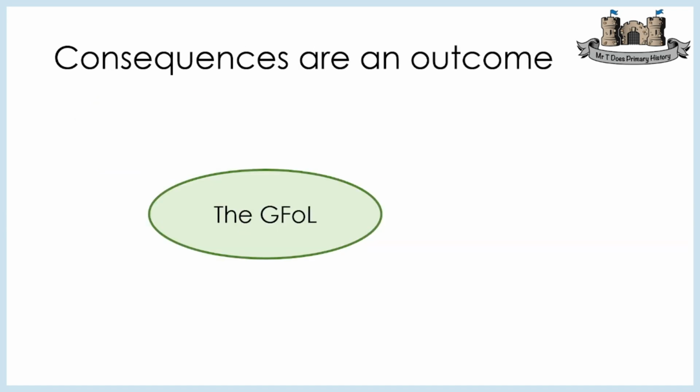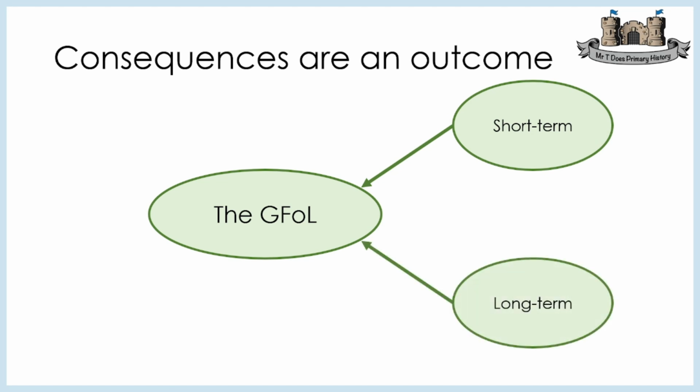Moving on to consequences, ensure children understand that consequences are an outcome of an event. When used in common parlance, the phrase "there will be consequences" is likely to incur a negative connotation. In history, it is merely an outcome. So for the Great Fire of London, we may classify it in terms of short-term and long-term consequences.